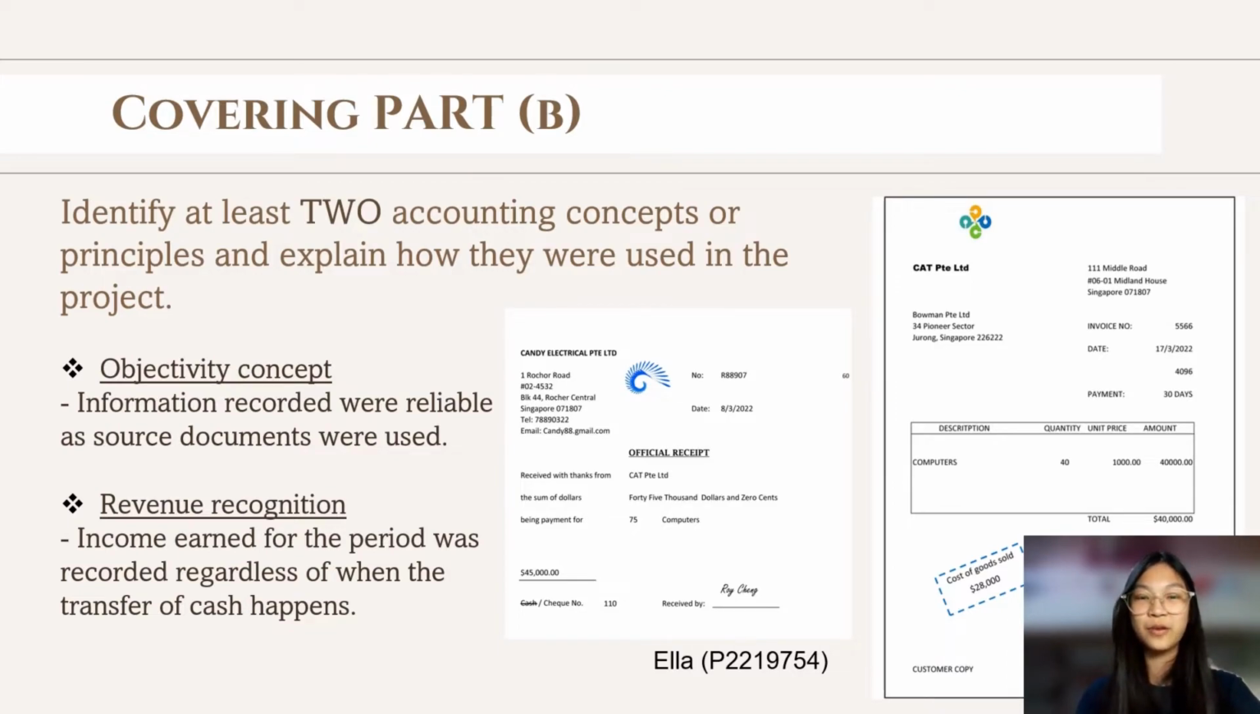However, I still did record it as sales revenue based on the concept. This revenue recognition concept is actually linked to other concepts such as the accrual basis of accounting concept. This is because the accrual basis of accounting concept is applied when business activities have occurred, no matter if cash is paid or received, and should be recorded in the accounting period.